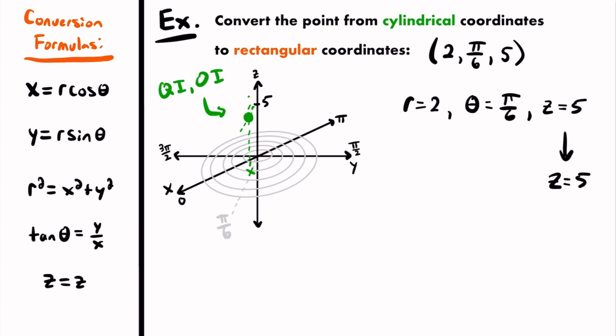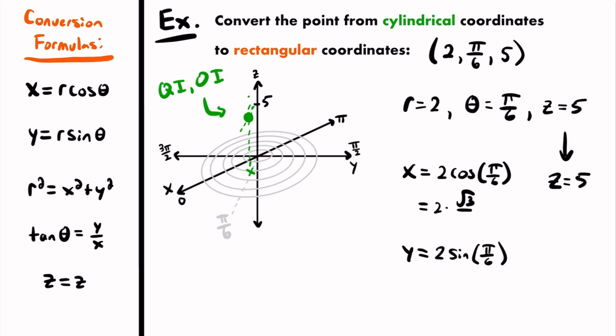But then for x and y, we want to use these two equations right here. We want to get the x and y coordinates, so we want to use the conversion formulas where you have x equals some expression in terms of r and theta, and y equals some expression in terms of r and theta. All right, so in this case, we'll have x equals r times cosine theta, which will be 2 times cosine of pi divided by 6, and y equals the radius, which is 2, times sine of theta, which is pi divided by 6. Okay, now cosine of pi divided by 6 is equal to the square root of 3 divided by 2. So this is equal to 2 times the square root of 3 divided by 2.